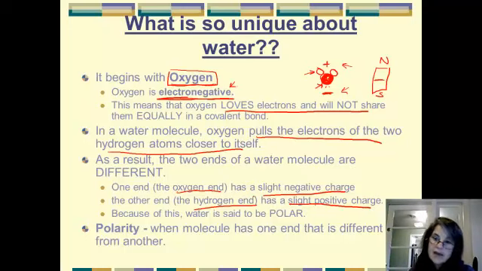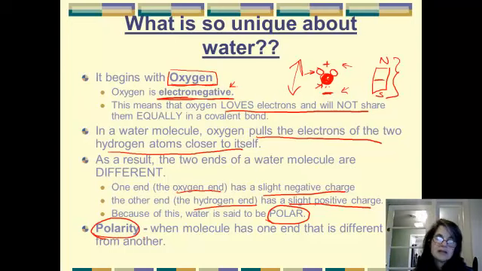Now, because it has these opposite ends, we say that water is polar. Okay? Water is polar, meaning it's got two different ends, two different poles, kind of like this magnet might have two different poles. So polarity is when one molecule, like a water molecule, two hydrogens and oxygen, for example, has one end that is different from another. That's polarity. It's got two different poles, okay? And remember, that is happening in this case with water because oxygen is so daggone electronegative. Darn that oxygen. All right?